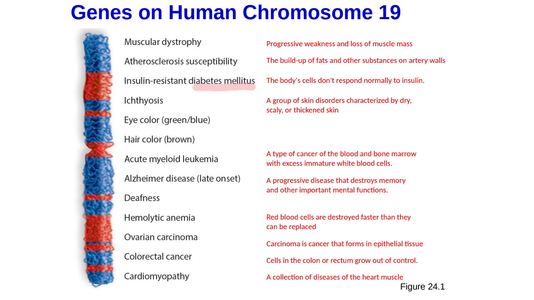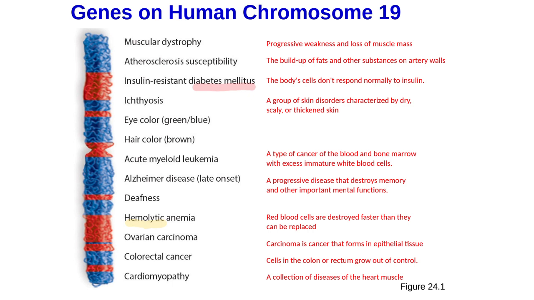Next, we have hemolytic anemia. So let's look at this word hemolytic. So hemo refers to blood, and lytic, you've heard the term lysis before. So lysis is to break apart. So hemolysis is the breaking apart of red blood cells.